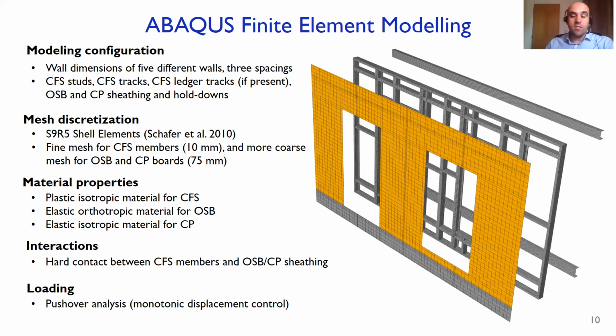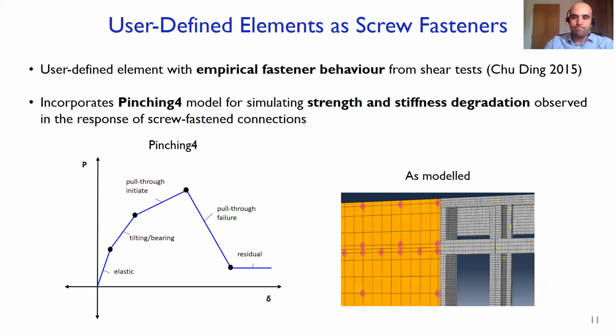As depicted in this figure, a fine mesh is used in this study. Elements are placed at every 10 mm along the longitudinal axis of the cross section and 75 mm along the length of the OSB and CP boards. A material model using classical von Mises plasticity with isotropic hardening was selected for the steel, and as the parallel and perpendicular material properties for OSB are different, an orthotropic material model was used for OSB and an isotropic material was used for the CP board.